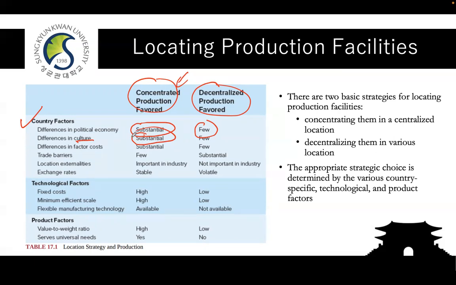And also differences in factor costs, the same thing here. If the differences in factor costs are substantial, then we favor the concentrated production. And if there are few, then we could do the decentralized production. Trade barriers. If we concentrate, then we only have a few trade barriers. But if we decentralize, we'll have a lot of trade barriers, because we have many sites and many countries for production. So we will face more substantial trade barriers.